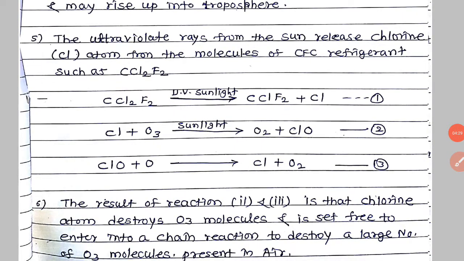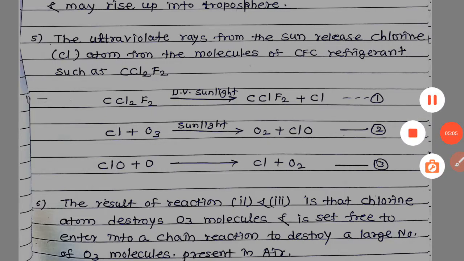Once again, see the reaction: CCl2F2 in the presence of ultraviolet light gives CClF2 plus Cl. That released chlorine atom will react with ozone in the presence of sunlight and give O2 plus ClO, and that ClO reacts with a single atom of oxygen and gives Cl plus O2. This is a chain reaction. So a large number of O3 ozone molecules are destroyed by the Cl atom.